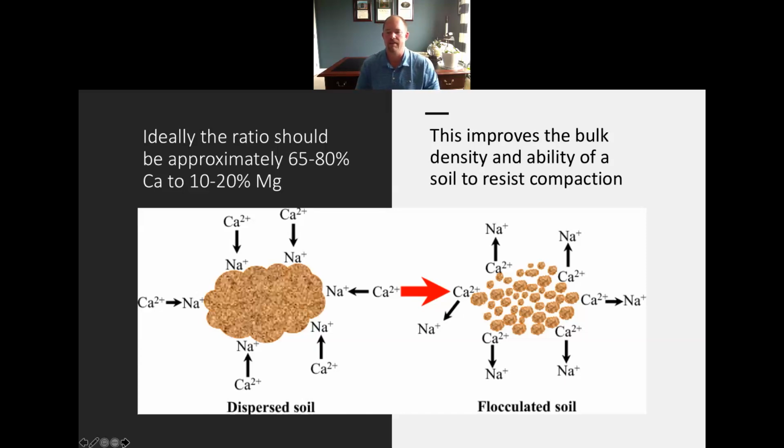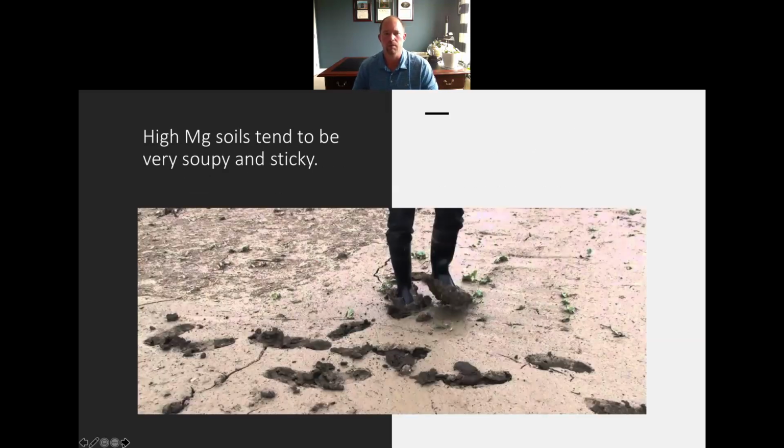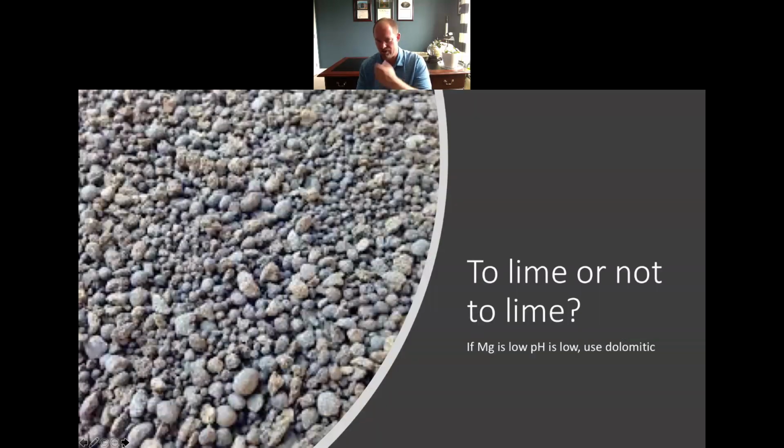If the magnesium ends up being too high, what ends up happening is these soils tend to become very soupy and sticky. If any of you guys have ever played baseball or softball, this could be real common too if you're out on that ball diamond, that skin. If you've ever had it basically chunk out on you, sometimes this can be because there's too much magnesium present in that situation.